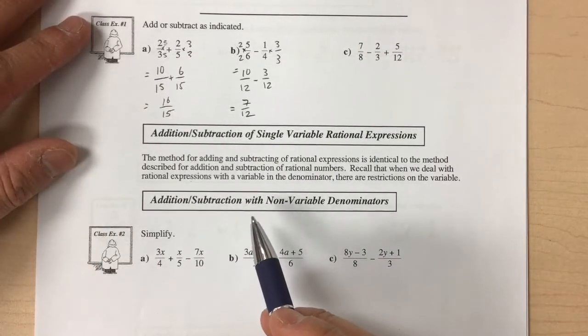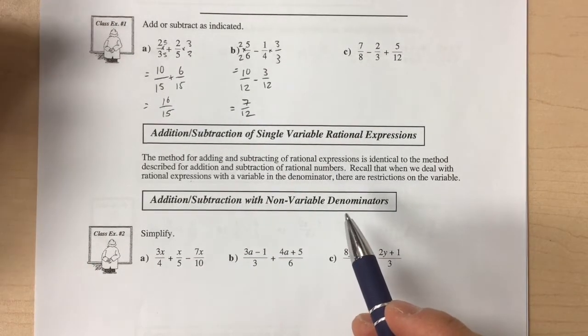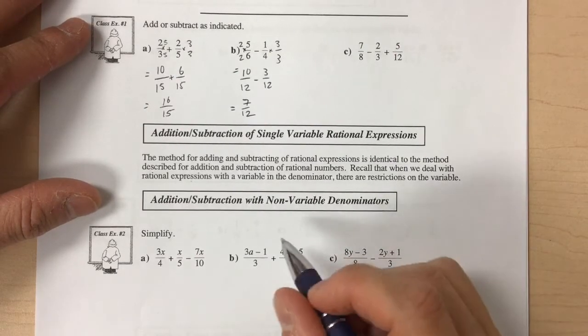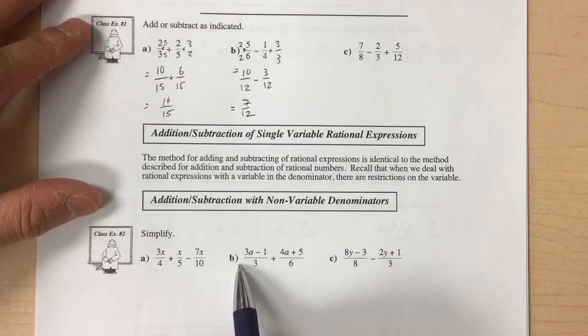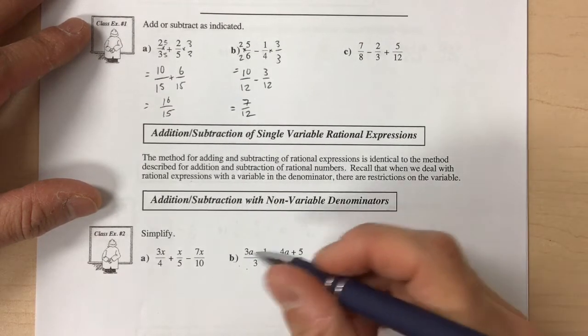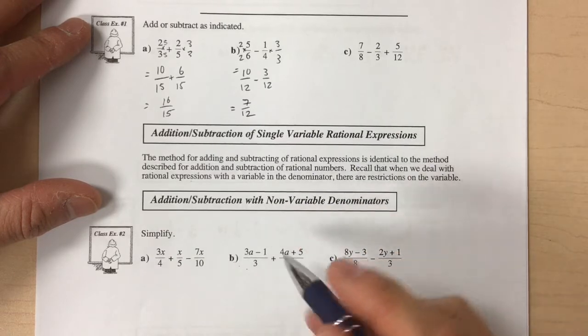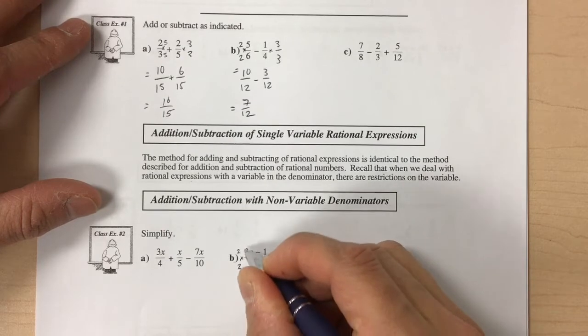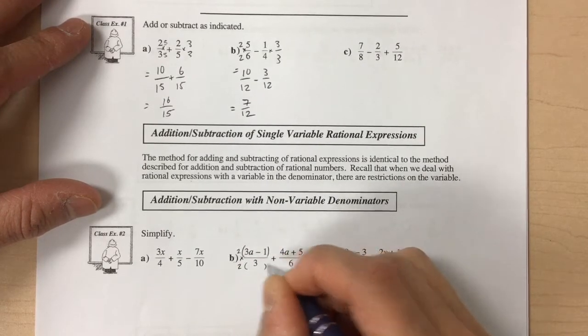Adding and subtraction with non-variable denominators works the same way. We again need to find a lowest common denominator. So if I look at class example 2b, (3a minus 1) over 3 plus (4a plus 5) over 6, I've got to find my lowest common denominator, which is going to be 6. So I'd have to multiply the top and the bottom by 2 here.